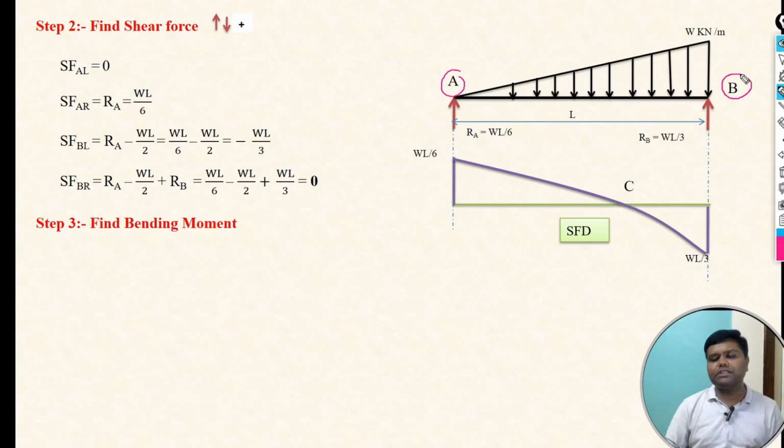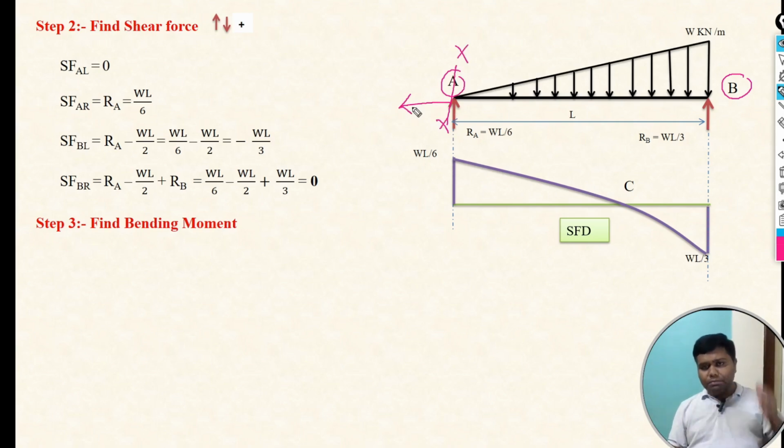It means we have to take the moment at A point and moment at B point. Okay, so first the moment at A point. While taking moment at A point, what we have to do? We have to consider the section exactly at the A point and then focus on the left, because in shear force calculations also we have taken the section and focused on the left part of that particular section. Similarly, in bending moment calculations also we have to consider the same procedure.